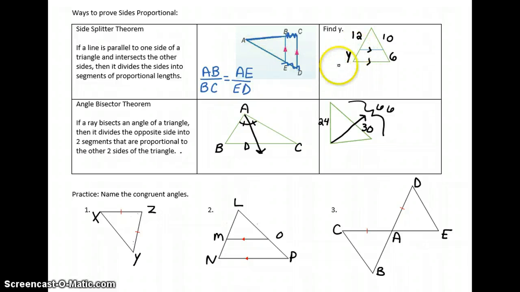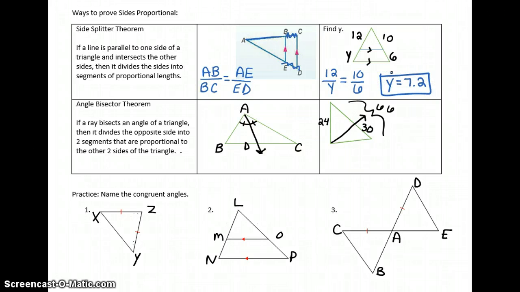So for example here, I could write a proportion 12 over y equals 10 over 6. Pause the video and solve for y. If you've solved correctly, you should get y equals 7.2. If not, check your math and raise your hand.